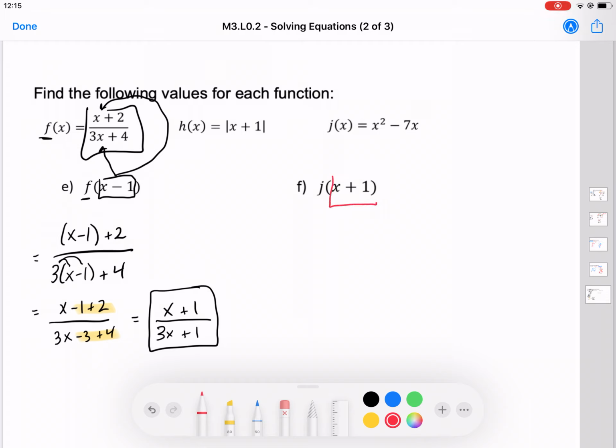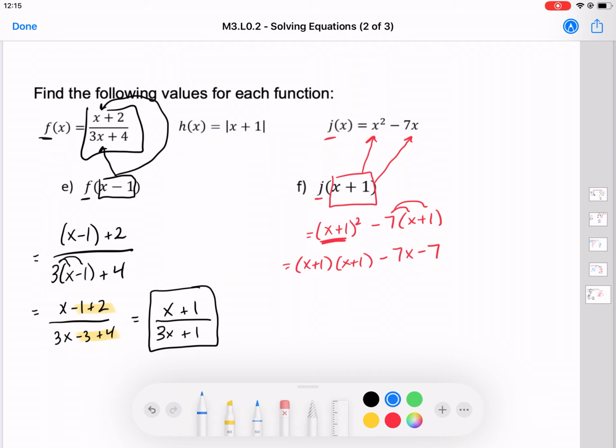So for this one, we're putting x plus 1 in for any x we see in the function for j. And that means we'd have x plus 1 squared minus 7 times x plus 1. Now, common mistake here. We do need to expand this out. Common mistake is people think you distribute exponents. No, you only distribute if it's multiplication. So x plus 1 squared would need to be written out as x plus 1 times x plus 1. I am going to go ahead and distribute this through though. So we have negative 7x minus 7.